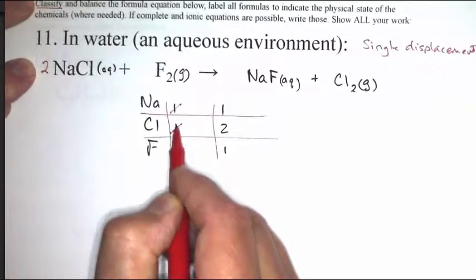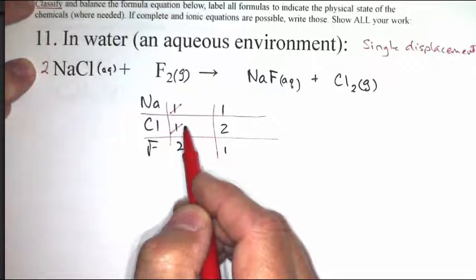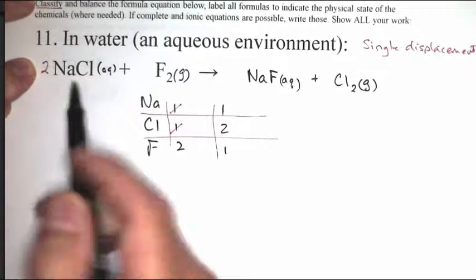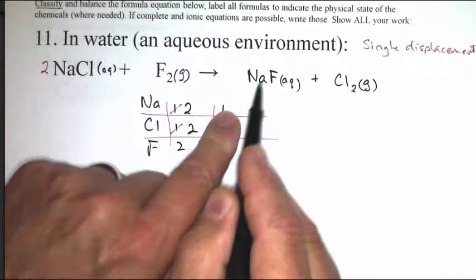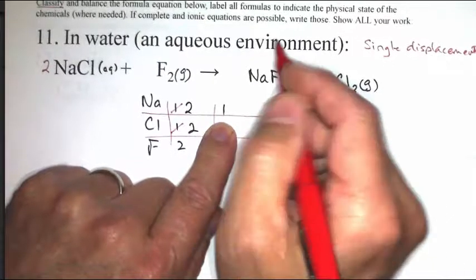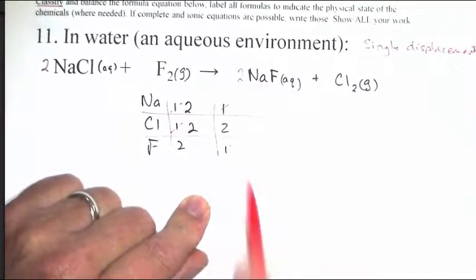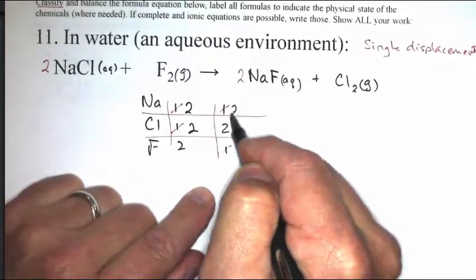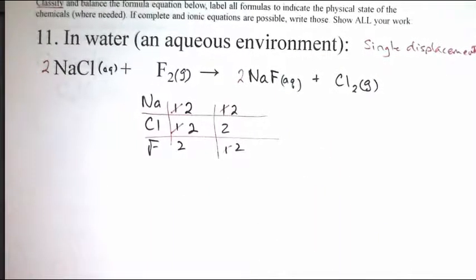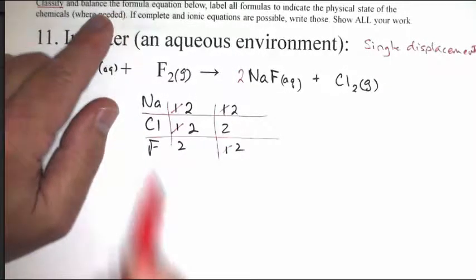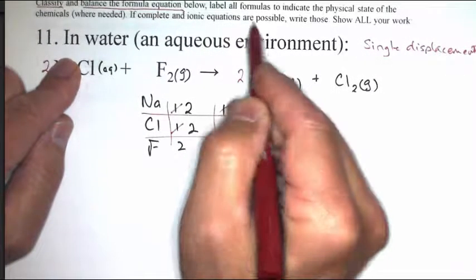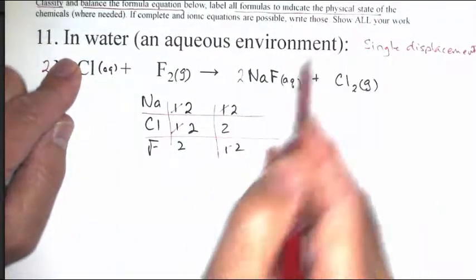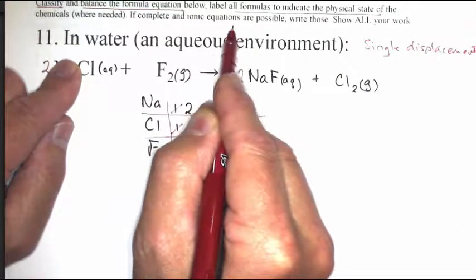I immediately mark those out so I won't forget to balance both of them. I have 2 sodiums and 2 chlorines now. And I'm going to go over here and find a coefficient that's going to give me 2 sodiums now. All right, and change this, and that becomes 2 and 2, and the equation's balanced. So we've got the equation balanced. So we've written where we balanced the formula equation. Okay, that's this part. Balance the formula equation. And we've labeled all the formulas to indicate physical state. And now we want to write the complete and net ionic equations.